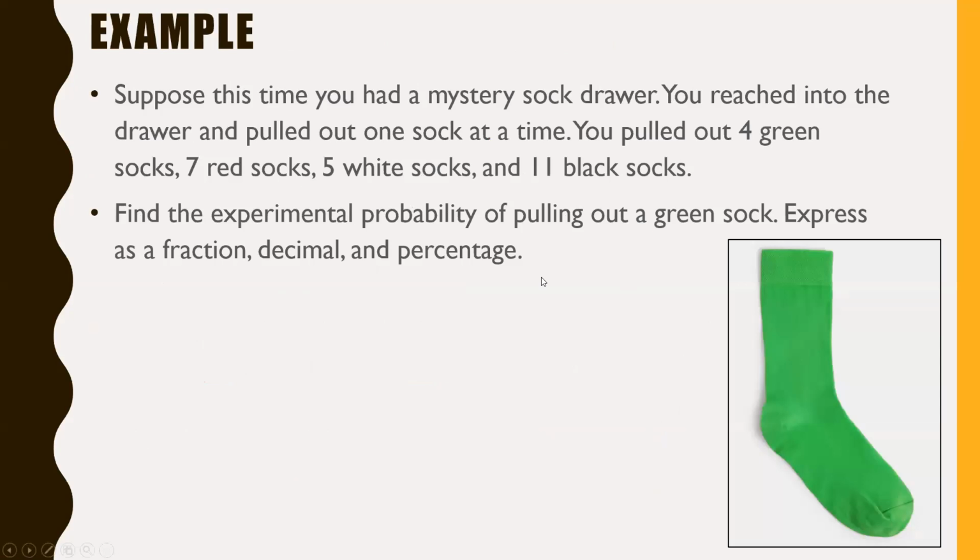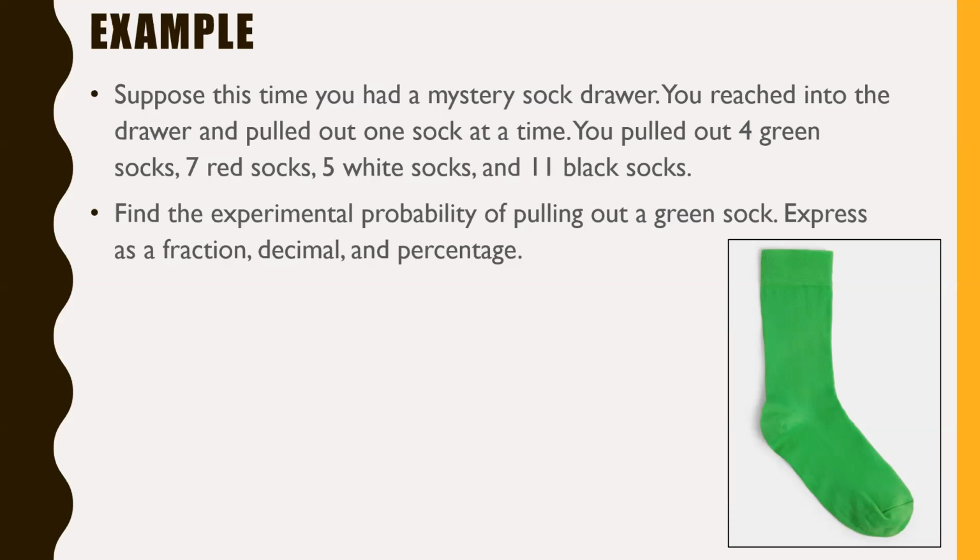We'll do a really simple example. Again, it's going to be another sock example. Suppose this time you had a mystery sock drawer, not the same sock drawer as before. You reached into the drawer and pulled out one sock at a time. In your experiment, you pulled out 4 green socks, 7 red socks, 5 white socks, and 11 black socks. Find the experimental probability of pulling out a green sock expressed as a fraction, a decimal, and a percentage.